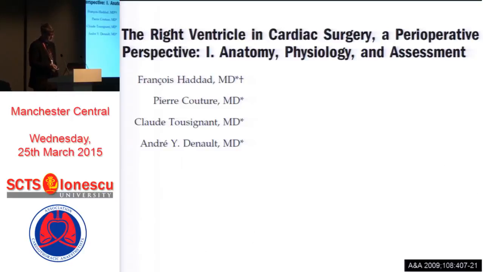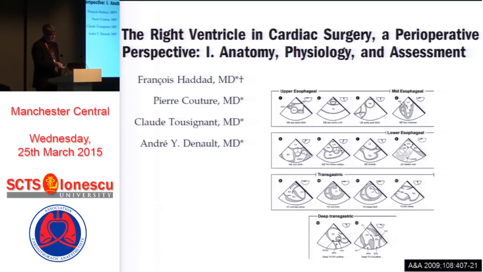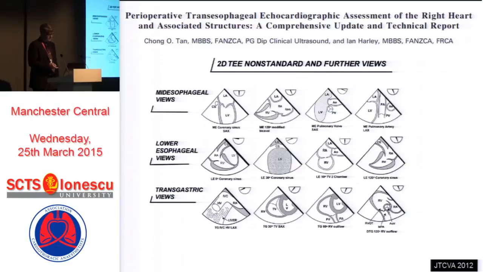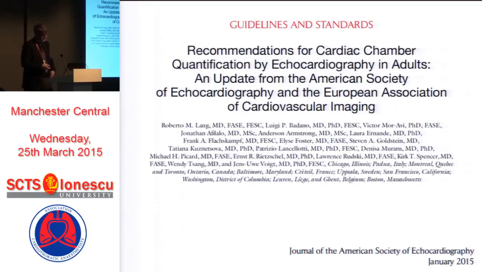In terms of RV dimension, we published a paper going into much detail in Anesthesia and Analgesia in 2001 with François Haddad, who's a cardiologist at Stanford. But since we published this paper, there have been some excellent papers on right ventricular function. The most recent one was by Tan in the Journal of Cardiothoracic and Vascular Anesthesia, where they reviewed different views, which I won't go into detail. But in January 2015, Roberto Lang published the guidelines for quantification of the cardiac chambers, and there's a whole section just on right ventricular function. So these are now accepted American and European guidelines on how to do the measurements.